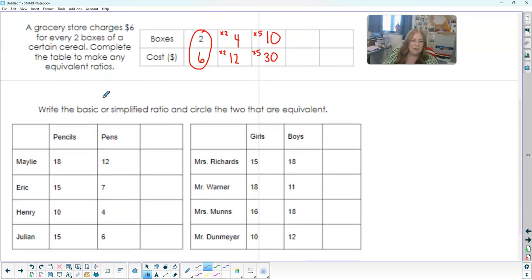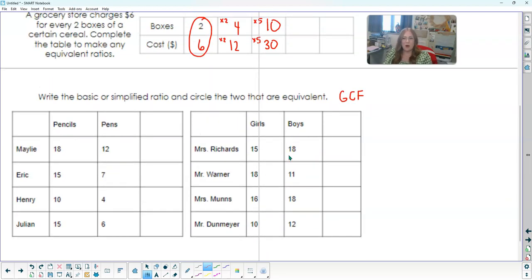All right, so now we're going to write the basic or the simplified ratio. So again, we're looking for that greatest common factor we can divide by. And then we're going to circle the 2 that are equivalent. So we have Maylee has 18 pens, 12 pencils. I said those totally backwards. 18 pencils, 12 pens.